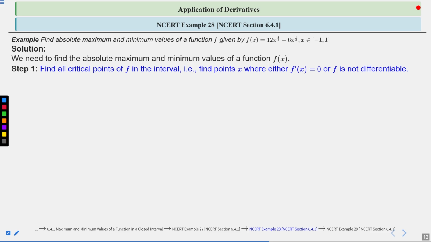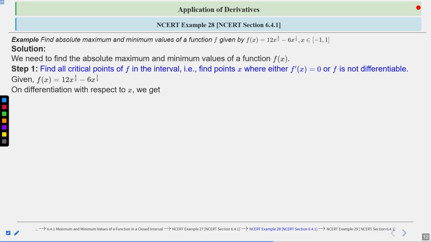Step 1, find all critical points of f in the interval, that is, find points x where either f dash x equals 0 or f is not differentiable. This will be the critical points. So given f(x) is equal to 12x to the power 4 by 3 minus 6x to the power 1 by 3.